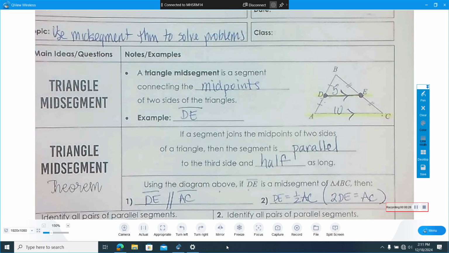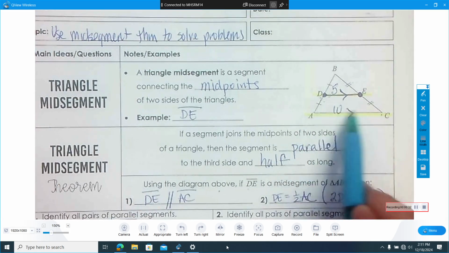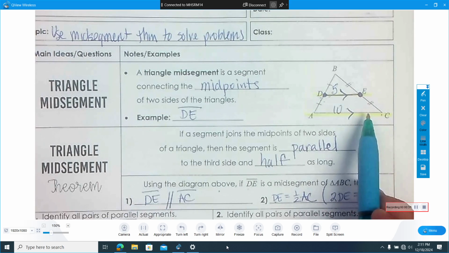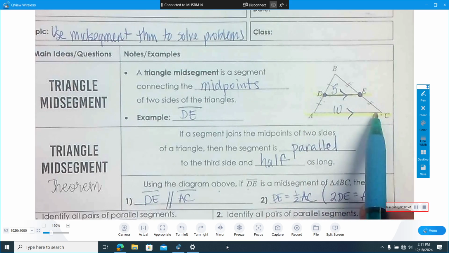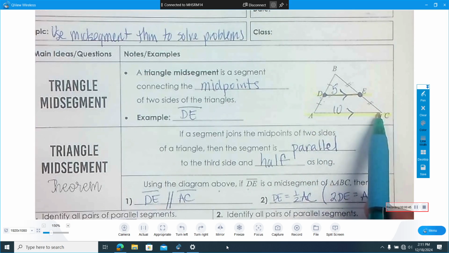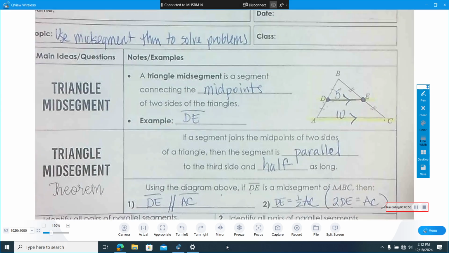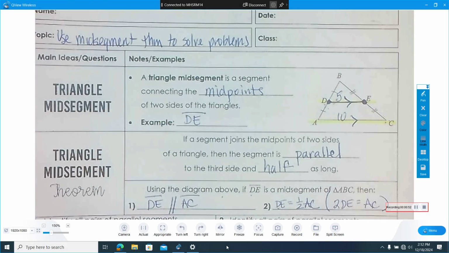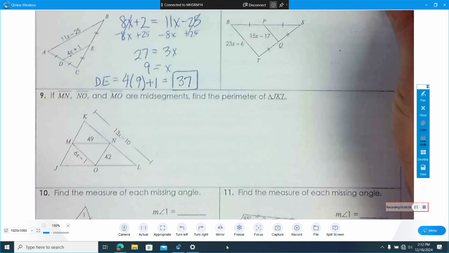And midsegments have some pretty cool properties. They are parallel to that third side. So we get parallel lines, which is why we did the bell work today to remind us about parallel lines. But also, it's half as long as that third side. So if DE, the midsegment, is 5, how do we get the long side? Times by 2, easy peasy. All we have to do is times by 2. All right, so that's what we talked about yesterday. We got started on all of this, and now we're going to flip to the back side.